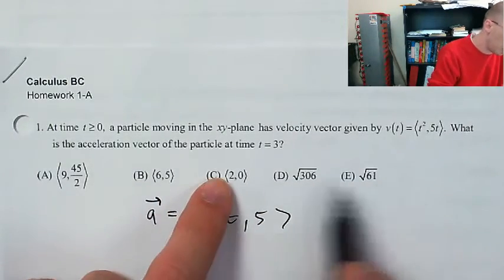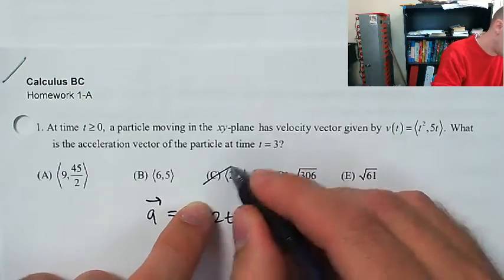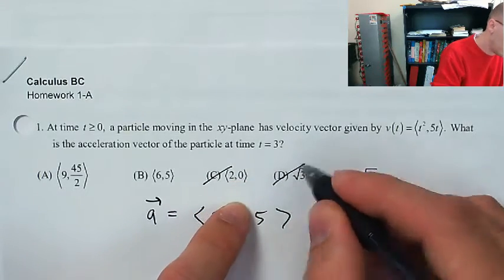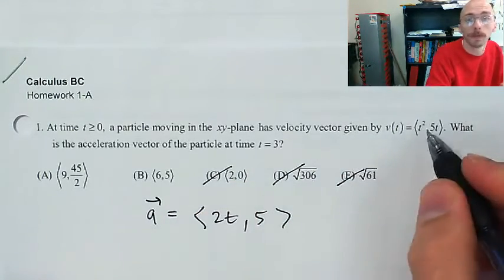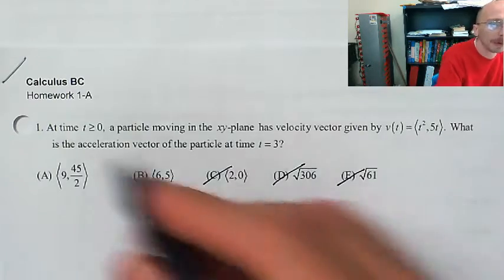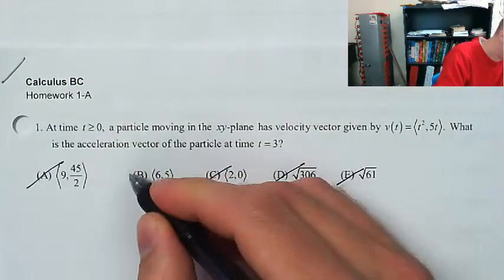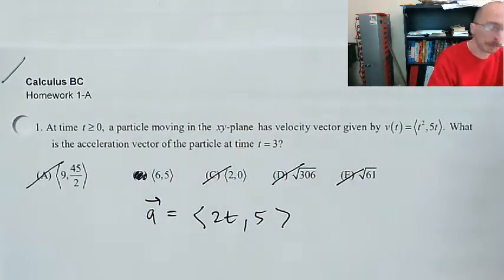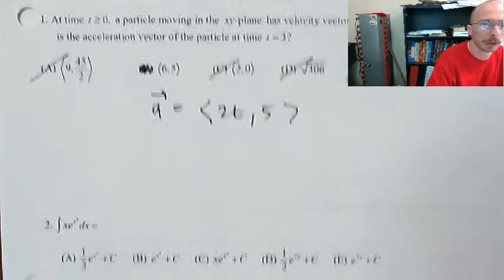So that means that all three of these are gone. That doesn't have a y component of 5. These are scalars, and we know that the derivative of a vector is going to be a vector. So now I'm down to 2. And actually, no, I'm down to 1. It's b. That one was not very hard.